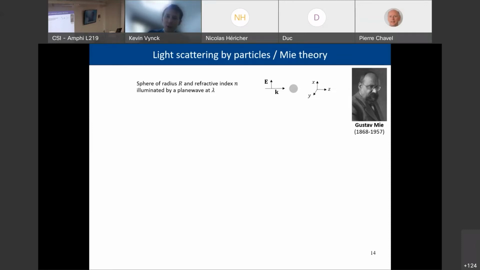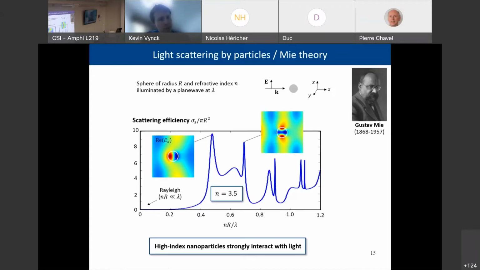The problem is the following. You have an incident wave, here a plane wave at a given frequency or at a given wavelength, with a certain polarization, that arrives on spherical particles. So the exact solution exists for spherical particles or for cylinders, not for more complicated surfaces. I'm not going to show all the details of Mie theory, of course, here. But what I would like to show is that the scattering by particles with a high refractive index is very interesting for several reasons.